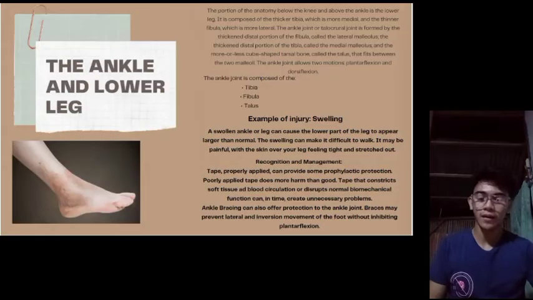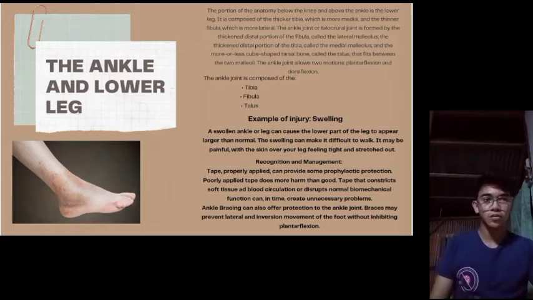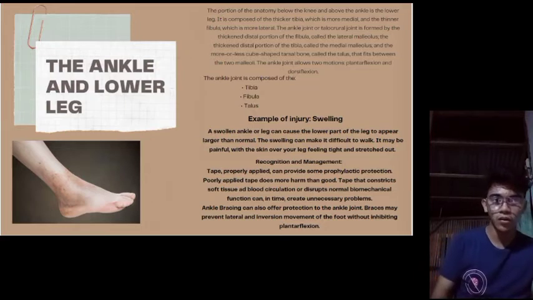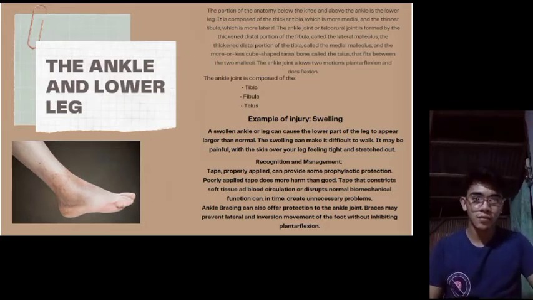The ankle and the lower leg. The portion of the anatomy below the knee and above the ankle is the lower leg. It is composed of the thicker tibia, which is more medial, and the thinner fibula, which is more lateral. The ankle joint, or talocrural joint, is formed by the distal portion of the fibula called the lateral malleolus, the distal portion of the tibia called the medial malleolus, and a more or less cube-shaped tarsal bone called the talus that fits between the two malleoli.